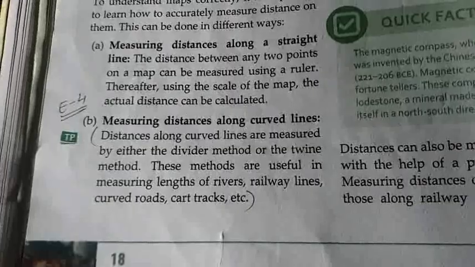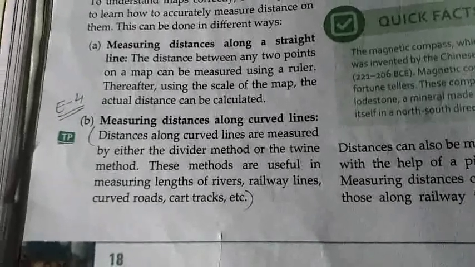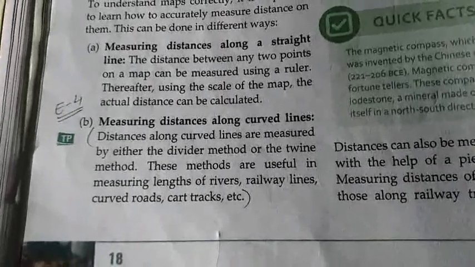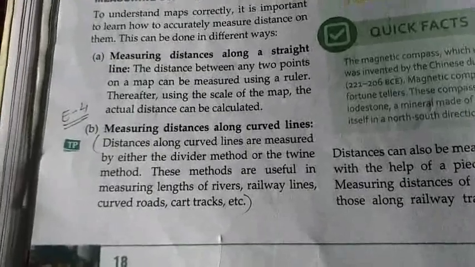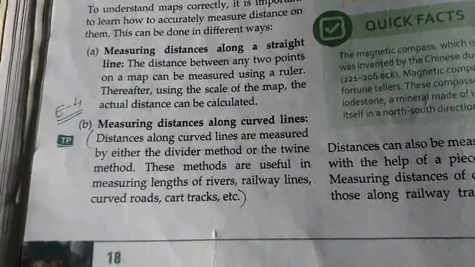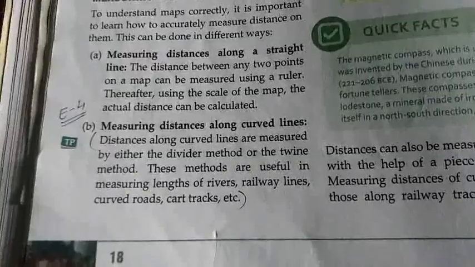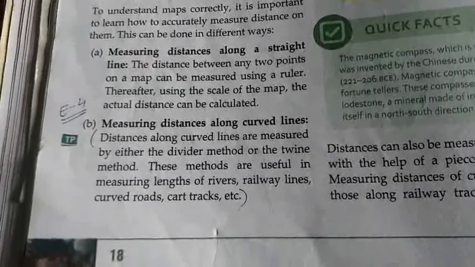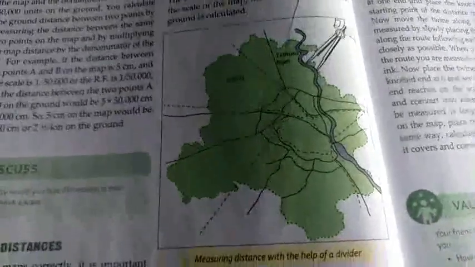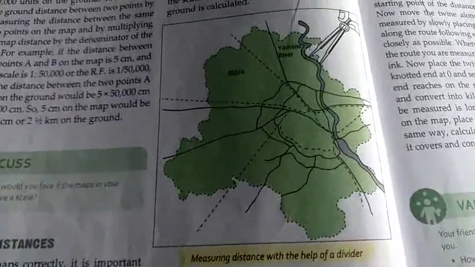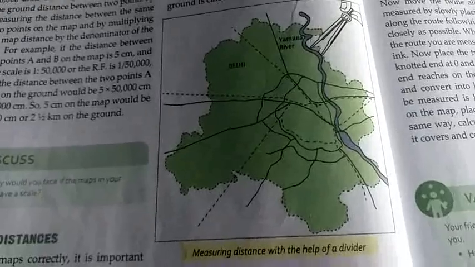Measuring distances along curved lines. Distances along curved lines are measured by either the divider method or the twine method. These methods are useful in measuring lengths of rivers, railway lines, curved roads, car tracks, etc. Here an image is given measuring a distance with the help of a divider.